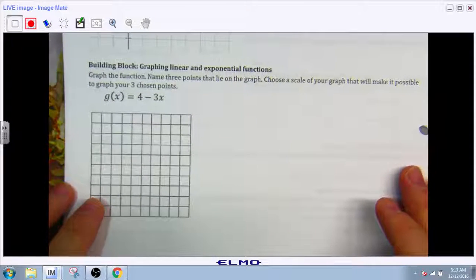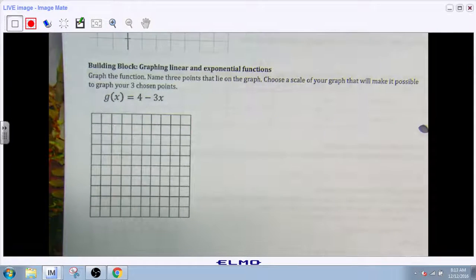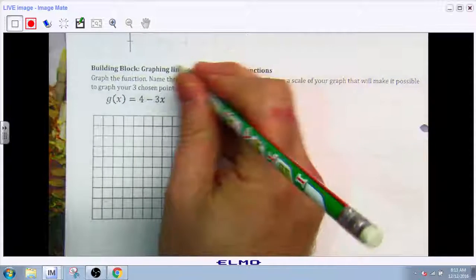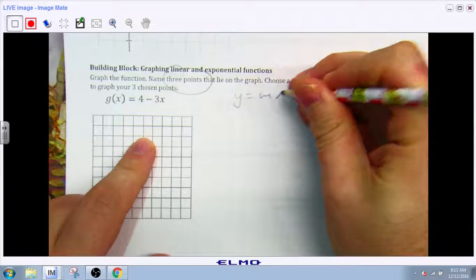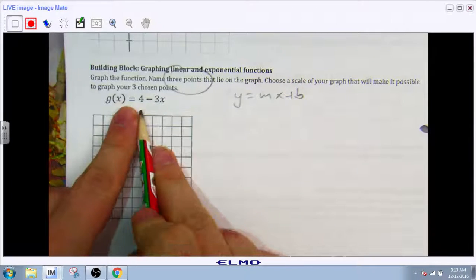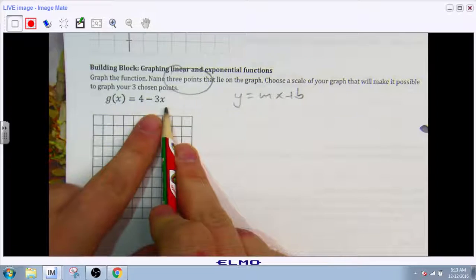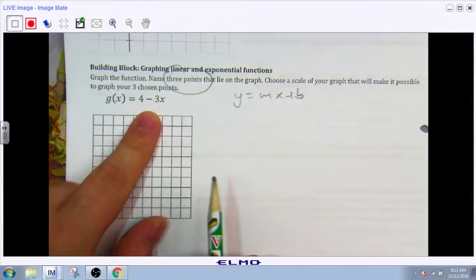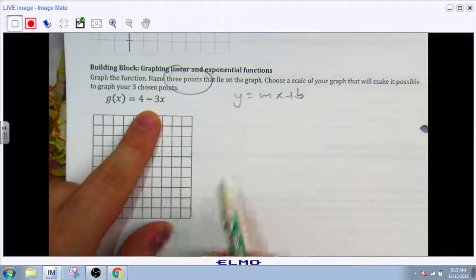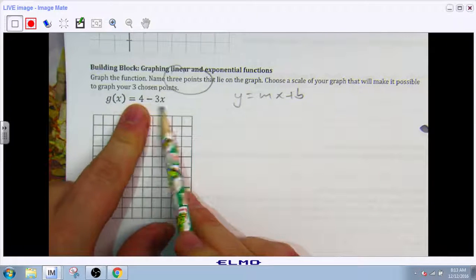Graphing linear and exponential functions. Okay, so it wants us to graph this and then name 3 points on the line. The thing is, it's not in y equals mx plus b form, but it's close enough. We have 4 minus 3x. Whenever we see this minus sign here, we have to assume that it's attached to the number in front of it. So instead of minus 3, think of it as a negative 3.